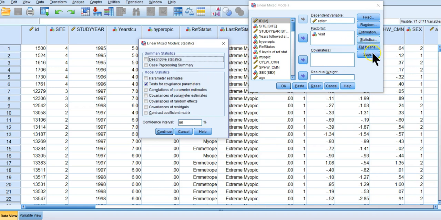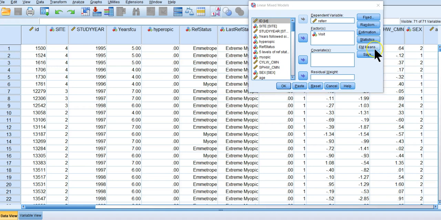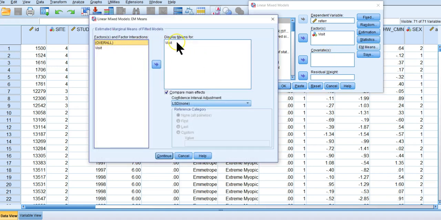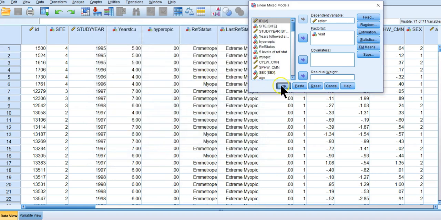We're going to look at our means and we're going to see what the change is over time with means. We're going to compare them. We're doing an unadjusted test. That's what you can adjust, do different kinds of things, make a Bonferroni adjustment or something if you'd like. Continue. Okay.